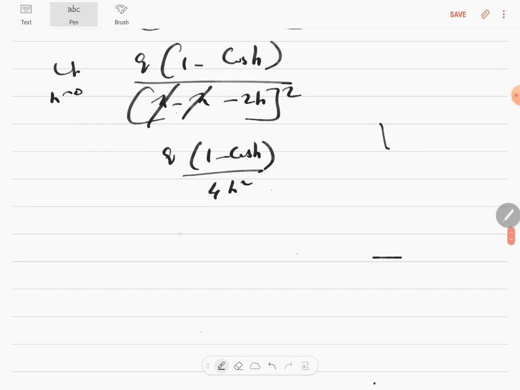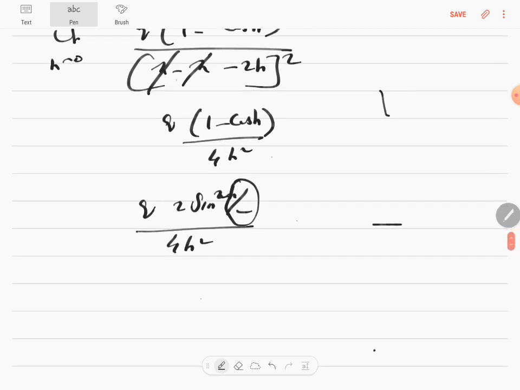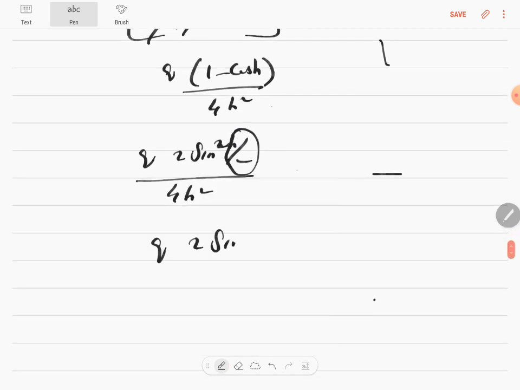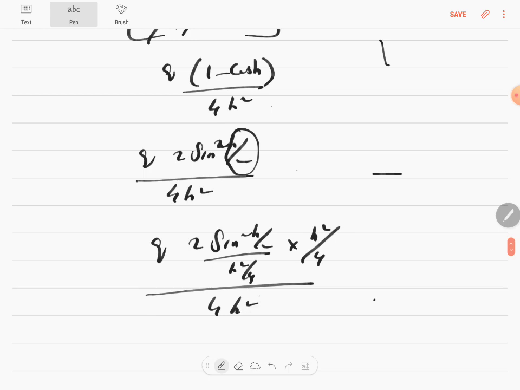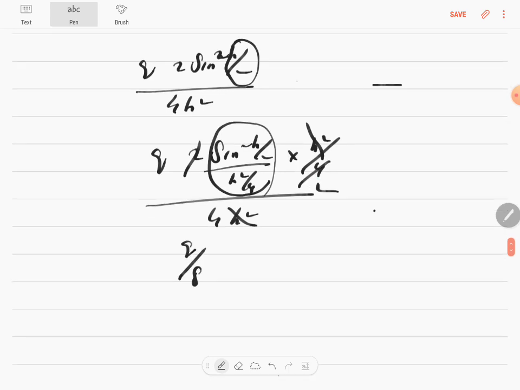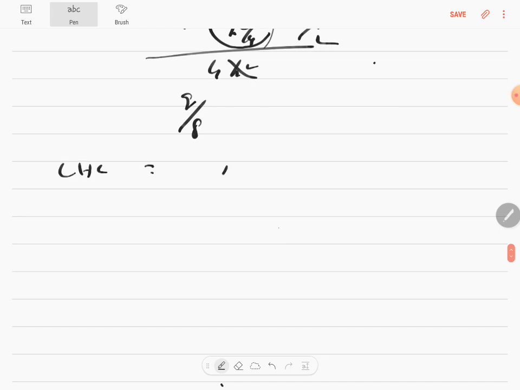Now 1 minus cos h is 2 sin square h by 2, with q left and 4h square left. For sin square h by 2, theta here is h by 2, so divide and multiply by h square by 4. q into 2 sin square h by 2 by h square by 4, into h square by 4, by 4h square. This becomes 1, h square cancels, and 2 and 4 cancel. It's q by 8.